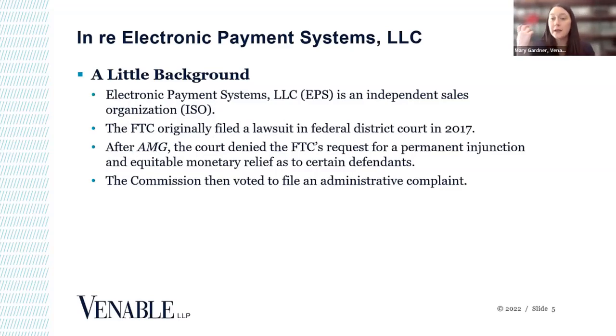Essentially, the FTC said EPS facilitated a merchant's unlawful telemarketing scheme. And the FTC sought to recover a little over $4.5 million from EPS, which they said was the total amount that EPS collected from credit card transactions minus refunds and chargebacks. That's a typical calculation that we see the FTC trying to use when they're trying to recover from payment processors.